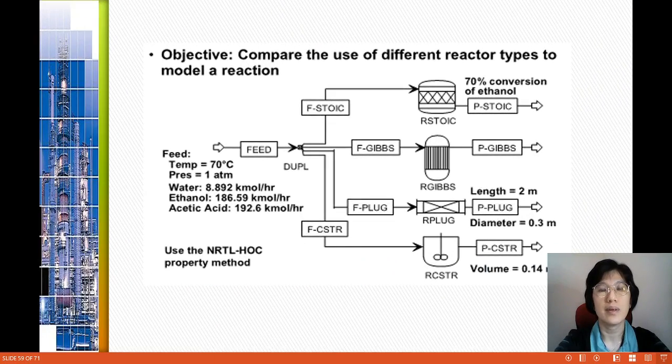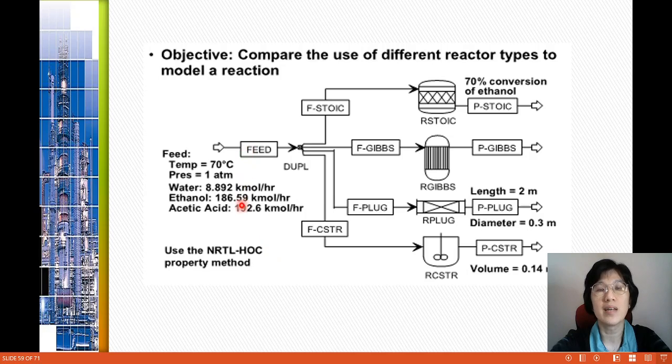Okay, so this is a flow sheet given to you. You have to simulate the reaction stated in exercise 3.5 just now in different types of reactor. Given the conversion of ethanol of 70%, we have RStoic, we have RPlug with the dimension given, and also the RCSTR with the volume given to you. The property method recommended here is NRTL to describe the properties in liquid phase and HOC to describe the properties in vapor phase.